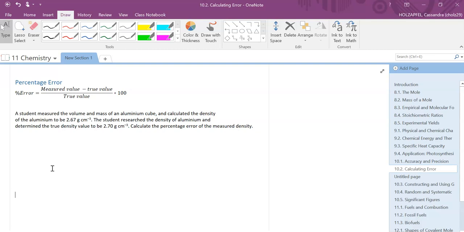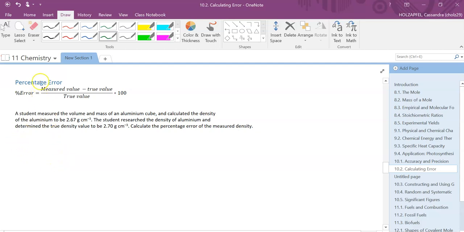So it's just simple little things like that that are going to result in these errors. And we want to know as scientists how well we've performed these experiments and how accurate our results are, because science is really just the pursuit of truth. And if we're doing this in an inaccurate way, then we're not going to get the results that we want, and we're not going to progress forward in our scientific endeavours. So let's have a go at this percentage error. A student measured the volume and mass of an aluminium cube and calculated the density of the aluminium to be 2.67 grams per cubic centimetre. They researched the density and it was actually 2.7 grams per cubic centimetre. Calculate the percentage error of the measured density.